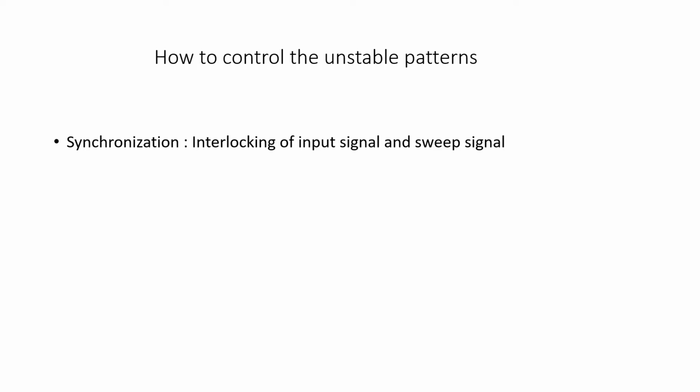So, how to obtain the stationary waveforms? Synchronization. The interlocking of the input signal and the sweep signal can be achieved through a trigger circuit. So this is how we obtain a stationary waveform.